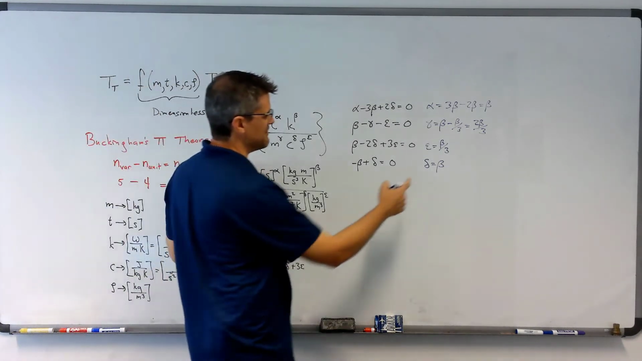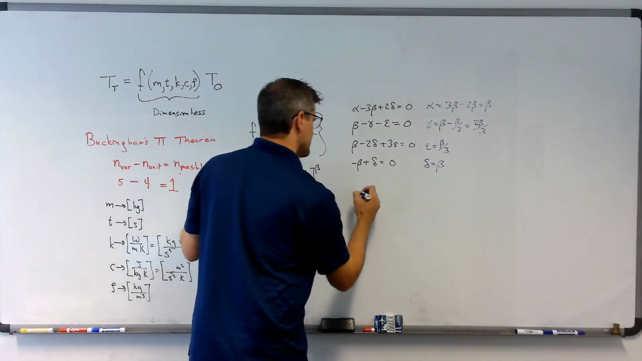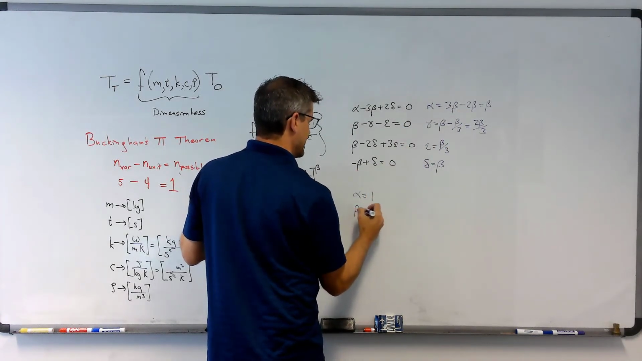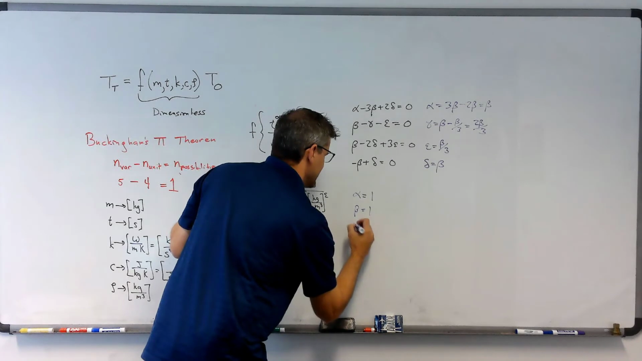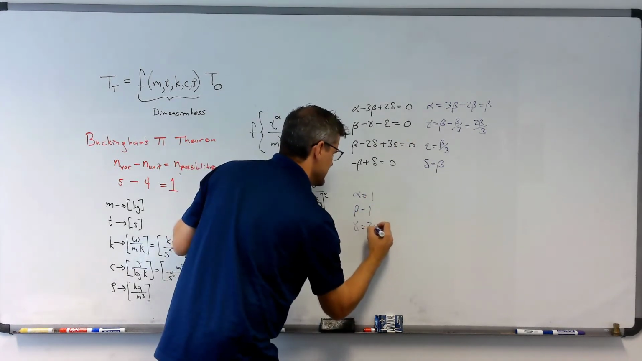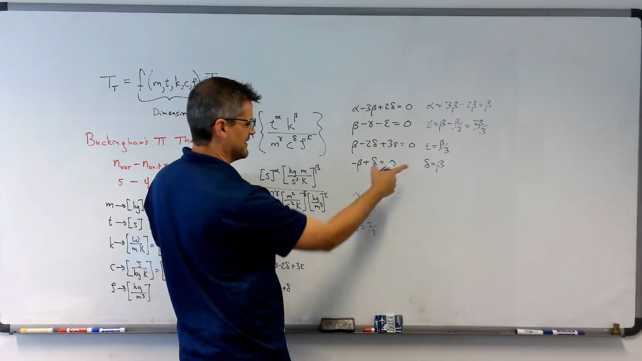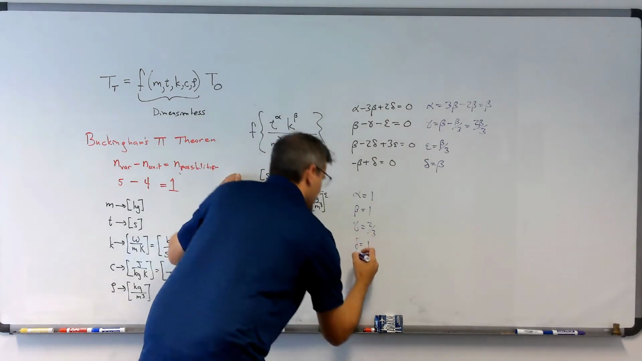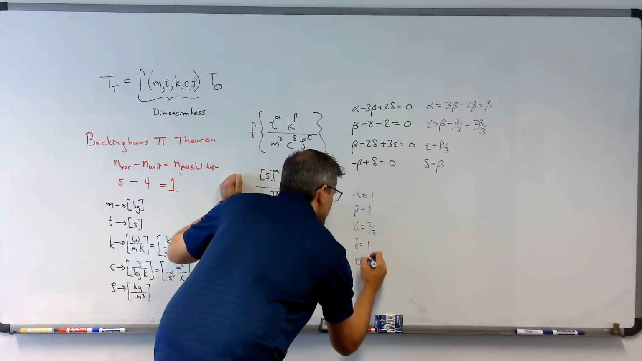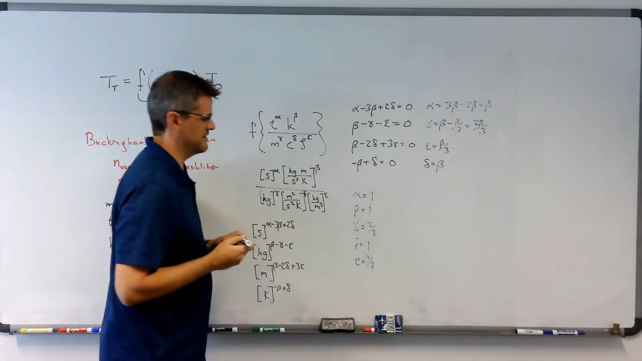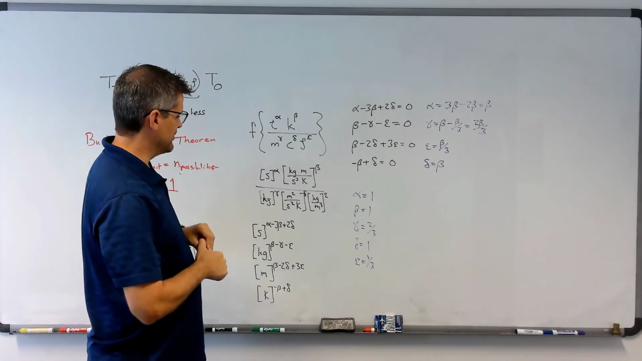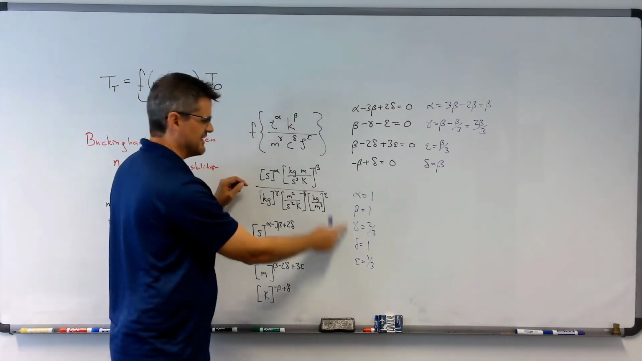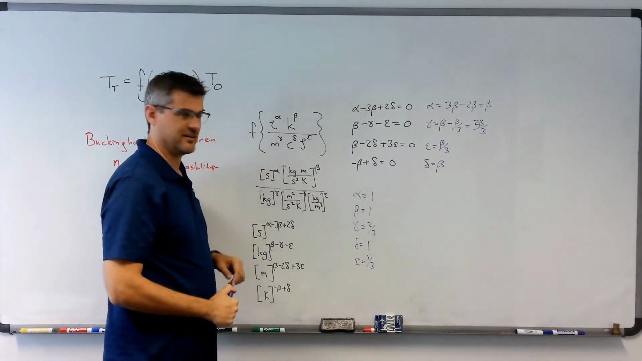So why don't I just set beta equal to 1? Alpha could then be equal to 1. Beta is equal to 1. Gamma is equal to 2/3. Delta is equal to 1. And epsilon is 1/3. So I can group all of these things together and make something dimensionless if these powers are associated with this.